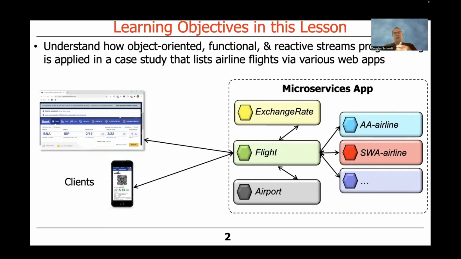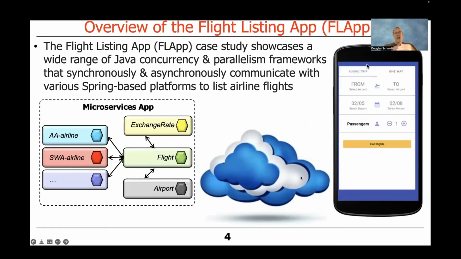And this case study is basically a really cool app that has a client and a server side that is used to list airline flights by various means. And so we're going to talk about some of those means. This case study showcase is really designed to focus on all the things we do talk about in class, related to Java concurrency and parallelism frameworks that synchronously or asynchronously communicate with various Spring-based FLApp platforms to list airline flights.